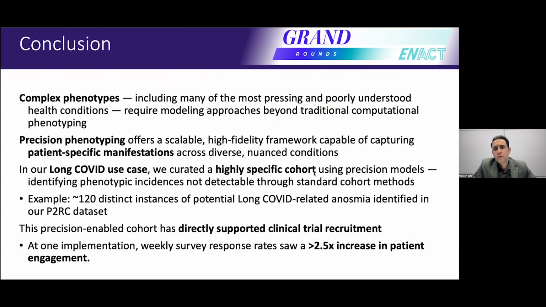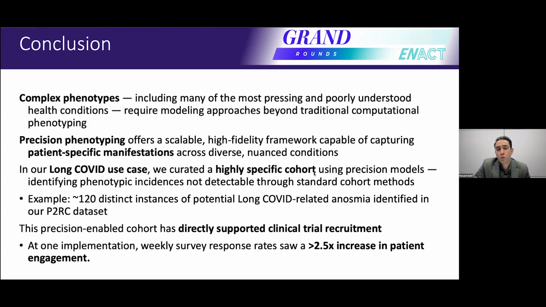So in conclusion, here's an overview of what we've discussed. Traditional phenotyping methods, while useful, are often too simple to capture the messy real-world variability we see in conditions like long COVID, autoimmune disease, or other complex phenotypes. Our work with long COVID has shown just how powerful precision phenotyping can be. We curated a highly specific, richly annotated cohort. Remember that anosmia problem? If you had an anosmia clinical trial, we have pinpointed about 120 distinct cases of potential long COVID anosmia, for example.